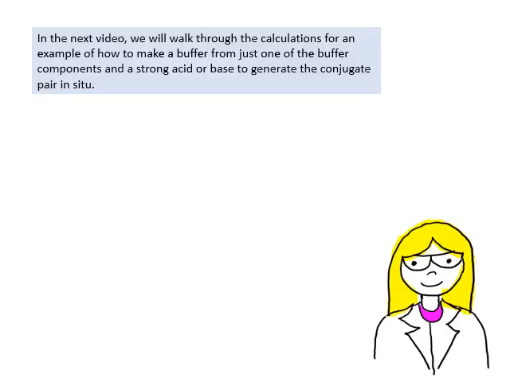In the next video, we'll walk through the calculations for an example of how to make a buffer from just one of the buffer components and using a strong acid or base to generate the conjugate species in situ.